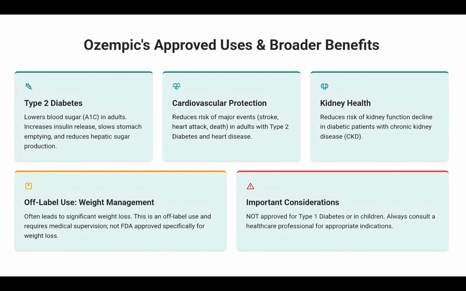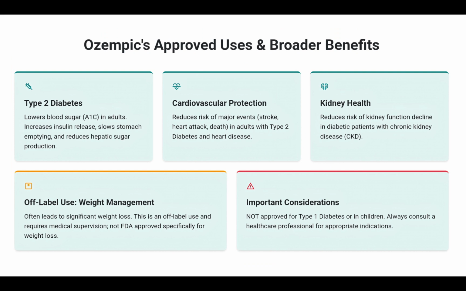Now that we understand the mechanism, let's look at the approved clinical indications and the broader therapeutic benefits of Ozempic. First, type 2 diabetes management. This is the primary FDA approved use. Ozempic lowers HbA1c by improving insulin release, slowing gastric emptying, and reducing hepatic glucose production. It is particularly valuable in patients who require both glycemic control and cardiometabolic risk reduction.